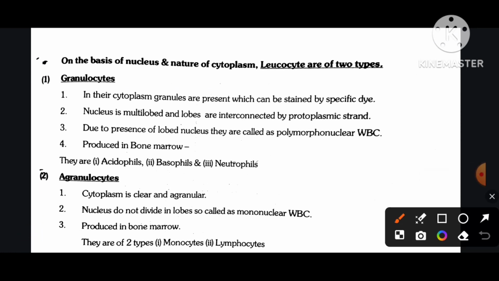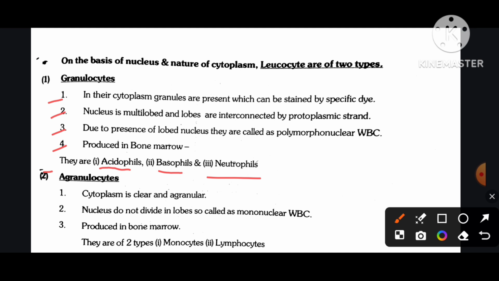On the basis of nucleus and nature of cytoplasm, leukocytes are of two types. Number 1, granulocytes: in their cytoplasm, granules are present which can be stained by a specific dye. The nucleus is multi-lobed and lobes are interconnected by protoplasmic strands. Due to the presence of a lobed nucleus, they are called polymorphonuclear WBC, produced in bone marrow. There are three types: acidophils, basophils, neutrophils.